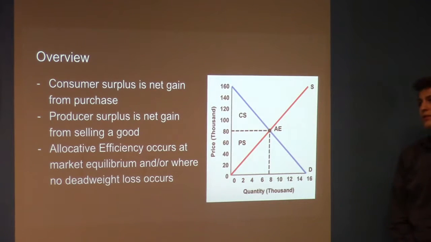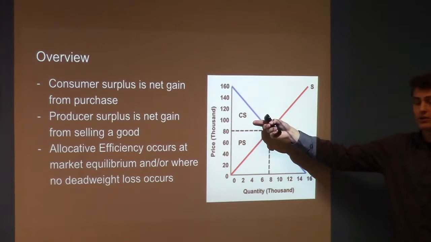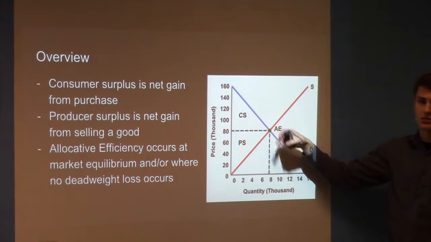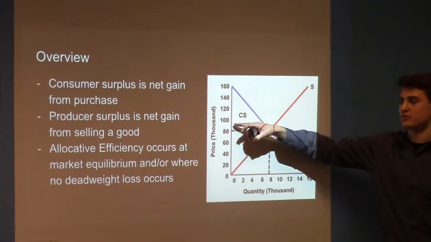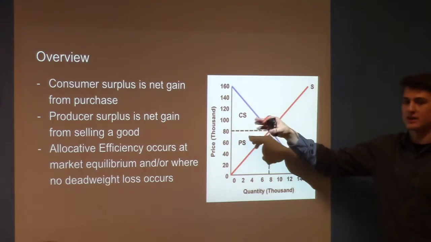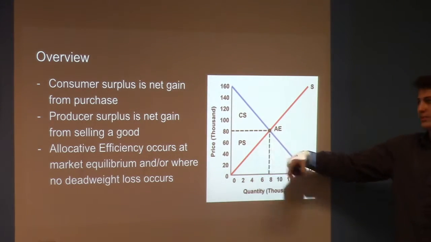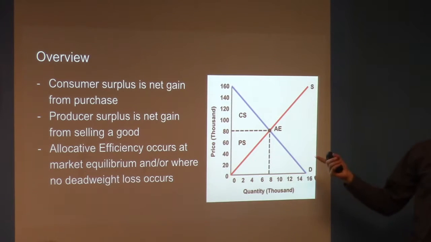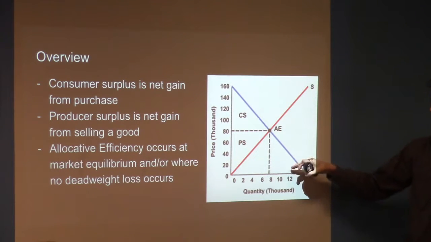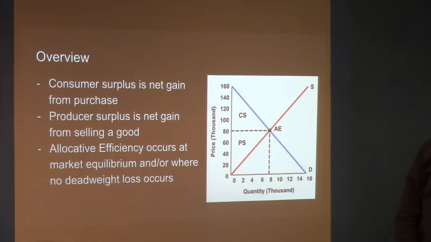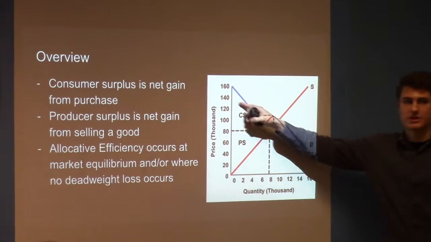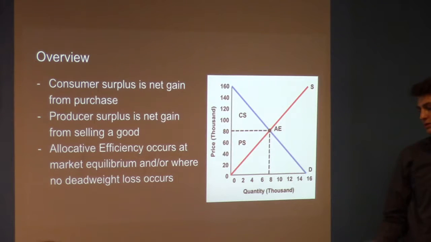And then, in total overview, consumer surplus is the net gain received from a purchase, and producer surplus is the net gain received from selling a good. Consumer surplus is the triangle on the top, and you take the area to find the total one, and then you just use the number where the individual is willing to buy to find the individual one. Same thing goes for producer surplus, it's the bottom triangle. And then allocative efficiency occurs at market equilibrium with no deadweight loss, and this whole region will be taken up by surplus. Any questions?